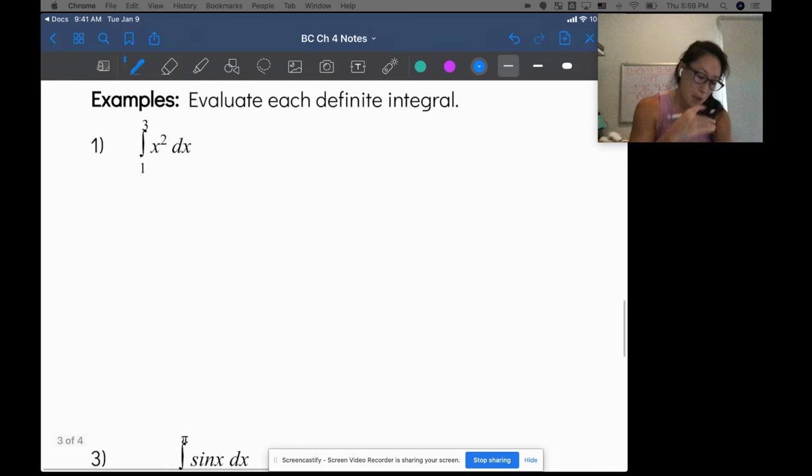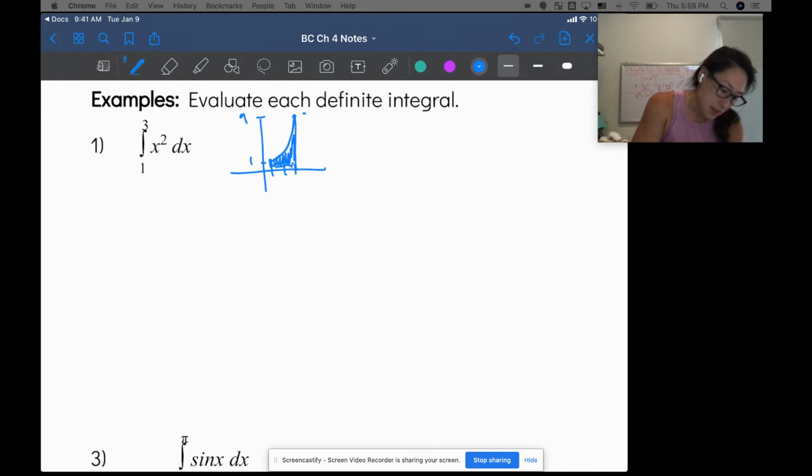Okay. So we are evaluating x squared. Let's just draw it from 1, 2, 3. So x squared would be 1, and then this would be 9. So we're going to evaluate the area under the curve from x equals 1 to x equals 3. We do this by taking the antiderivative.